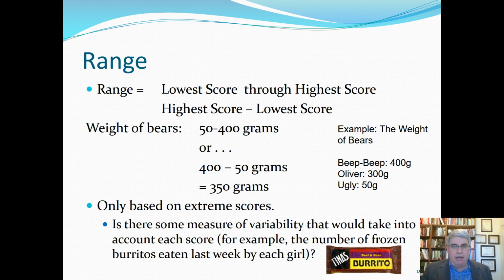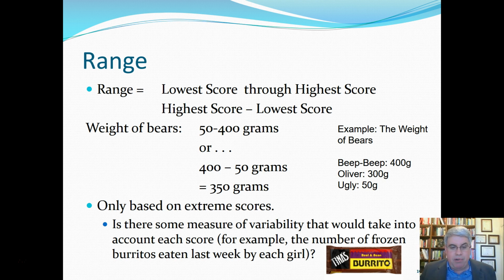Now, the limitation of the range is that it's based on only extreme scores. It just matters what the heaviest and the lowest is. It doesn't matter what anybody else is. The range will only be affected by the highest and low score. So the question arises, is there some measure of variability that would take into account every score?